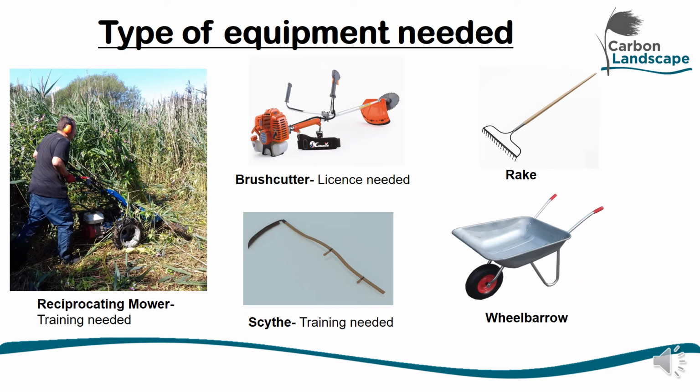The kinds of equipment used in fen cuts and reed bed management are things like the reciprocating mower, a special kind of mowing machine. Training is needed to use one of these though. A brush cutter for smaller areas, again training and a license is needed for one of these. You could also use a scythe. This requires training and a lot of hard work, but it is a more traditional method. We can also use a rake and a wheelbarrow to remove the reeds and the horizon so it doesn't rot down.